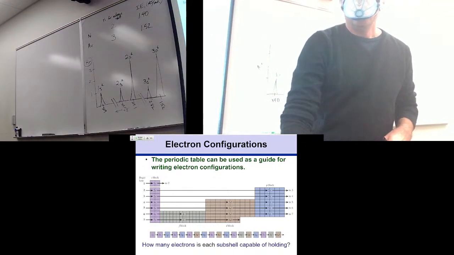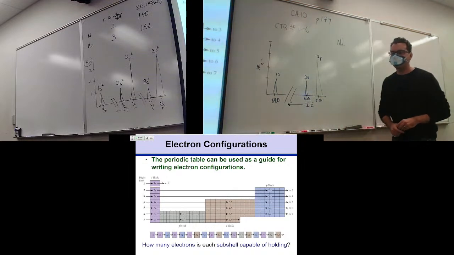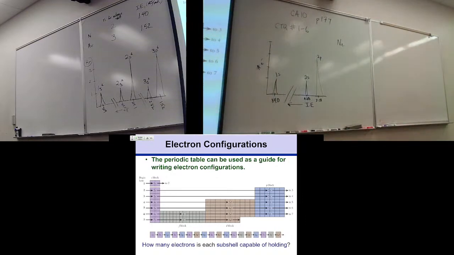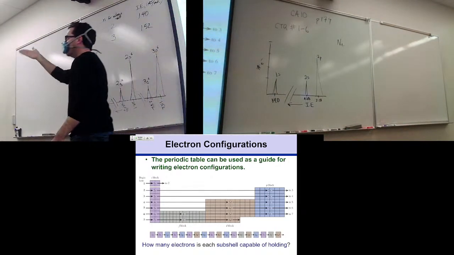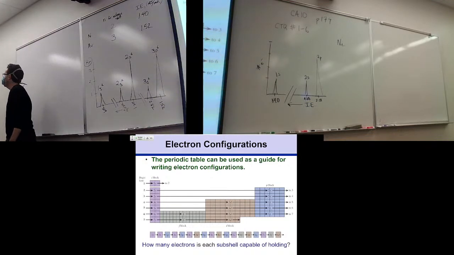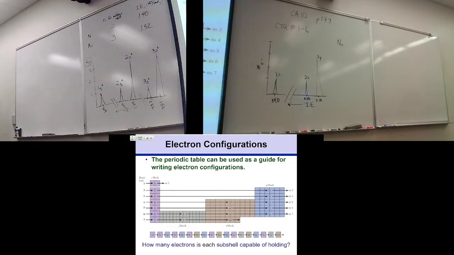All right. Now, how many electrons is each subshell capable of holding? The periodic table gives it away. How many elements are in each row in the S block? 2. So S subshells can hold 2 electrons. That's it. How many elements are in the P block in a row? 6. Right? 1, 2, 3, 4, 5, 6. So there are 6 electrons allowed in the P subshell. D subshells. 1, 2, 3, 4, 5, 6, 7, 8, 9, 10. 10 electrons allowed in the D subshell.